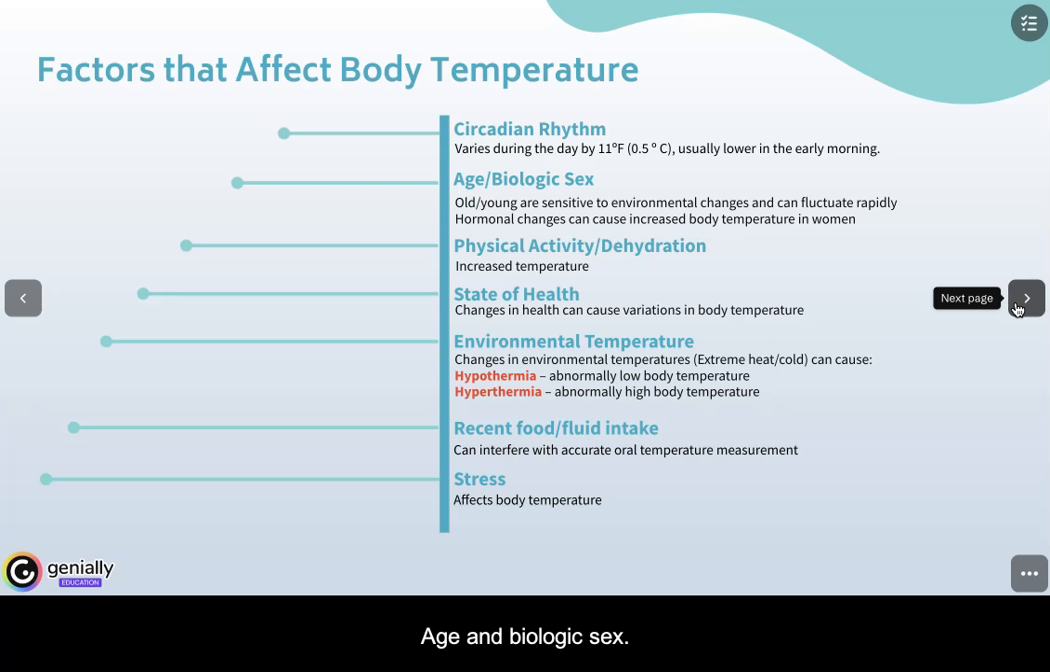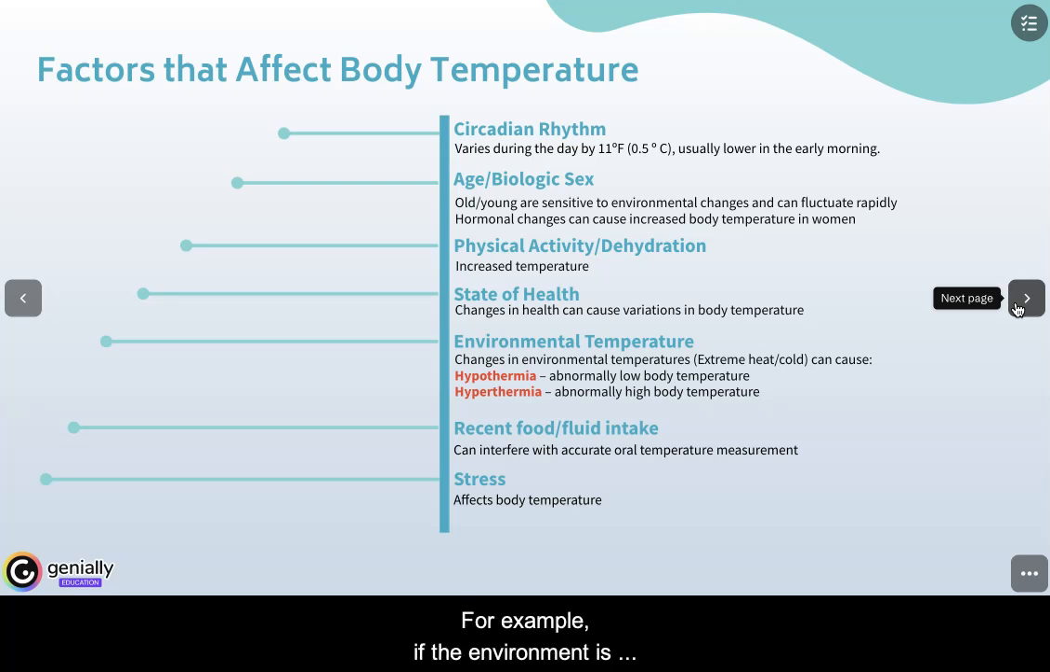Age and biologic sex. Old and young are very sensitive to environmental changes, and their temperatures can fluctuate. Hormonal changes can cause increased body temperature in women. For example, during the menstrual period or during menopause, the body temperature will be different. Physical activity and dehydration. For example, if you're exercising, your temperature is going to be higher. Or if you're dehydrated, that's also going to affect your temperature. The changes in health, the state of health, how sick you are, can also affect your temperature.